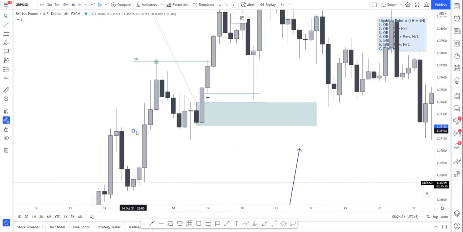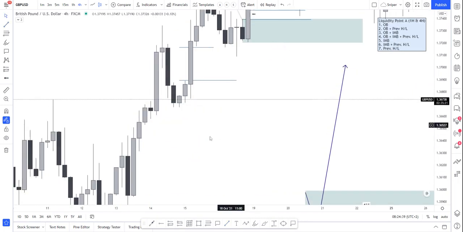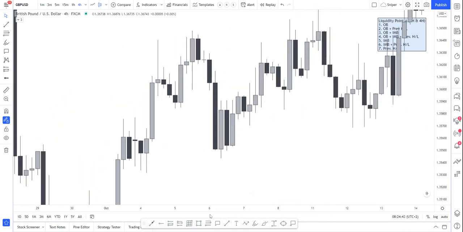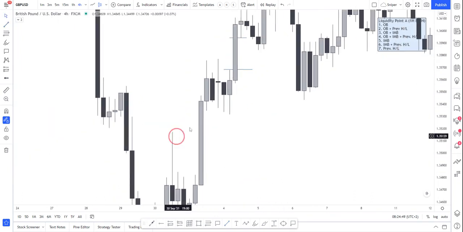Here we have imbalance as well. See this wick coming into that imbalance. And let's see some more examples. Over here we had imbalance as well between that wick and this wick. You see price tapping into it.